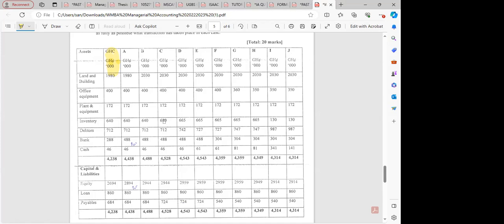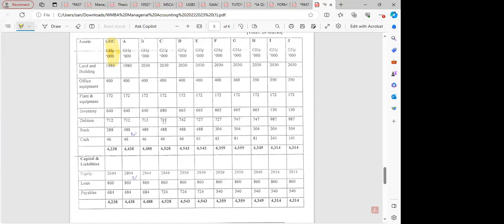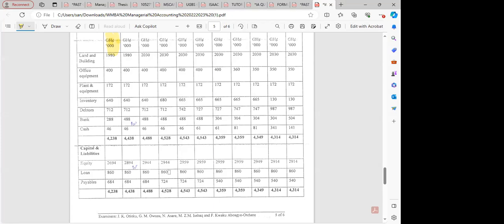So let's check if this increment also has bearing at the other end. So we look at equity. Equity is the same at 2944. Loan is at 860, 860. But payable has increased from 684 to 724. So payable has increased by 40.